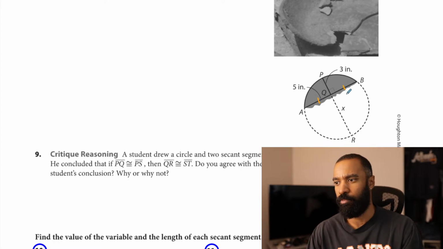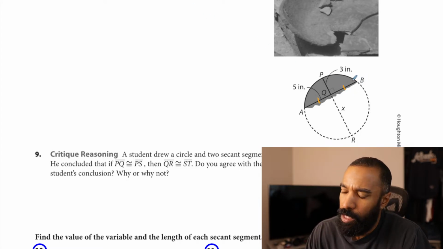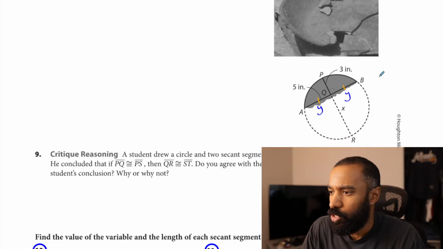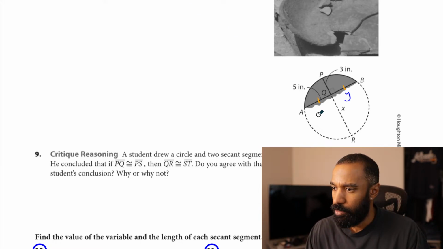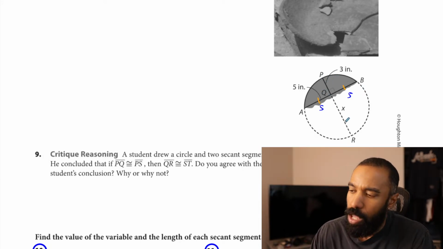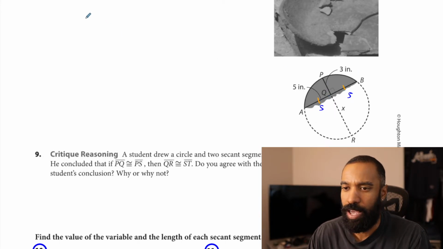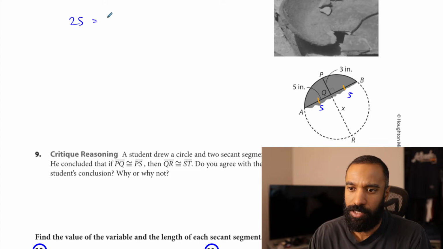Very similar to what we had before, only this time, because there's already an X right here, I was going to use a Y. But I wouldn't have to use Y. There's a 5 right there. So if this is 5, then this is 5. Okay, so we got 5 times 5 equals 3 times X. So this time when we divide, we're going to get X equals 25 thirds.